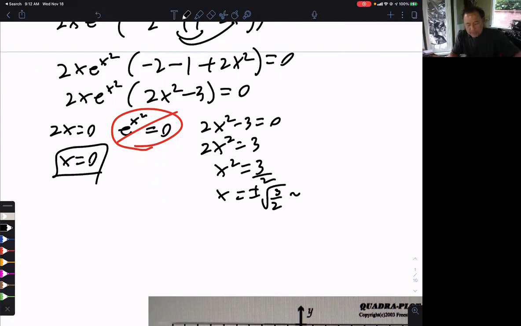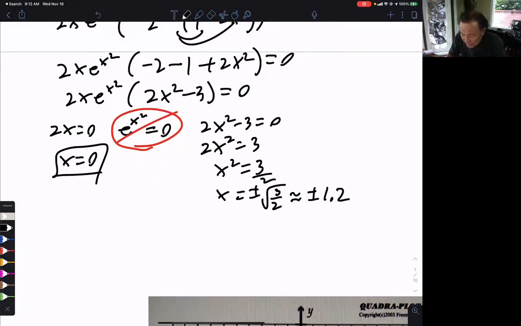Now I'm going to get an approximation for that again, because that will be much easier to graph. So radical 3 halves. So square root of 1.5. That's about 1.2 according to my calculations here. Hopefully that's right. Yeah, I think we're good.